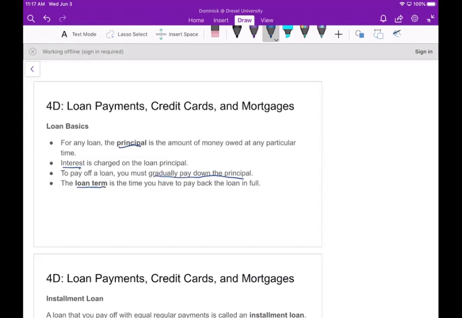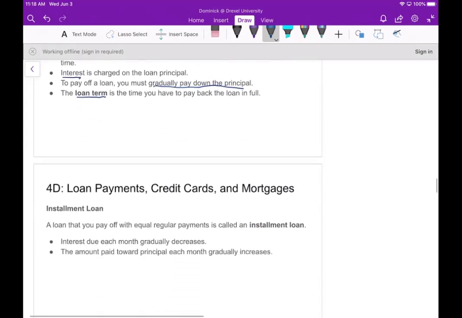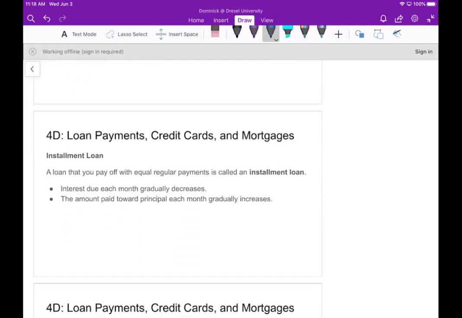So, for example, a lot of car loan terms are 5 years, whereas things like mortgages are usually more like 30 years. All right. Now, the first type of loan that we're going to talk about is what's called an installment loan. A loan that you pay off with equal regular payments is the type of loan that we refer to as an installment loan, right?